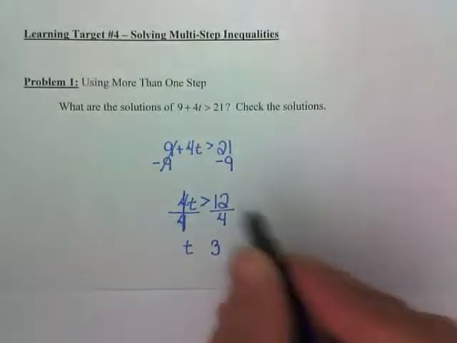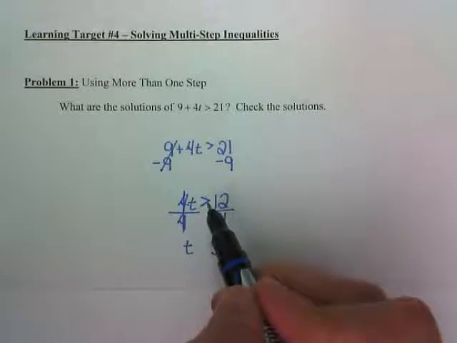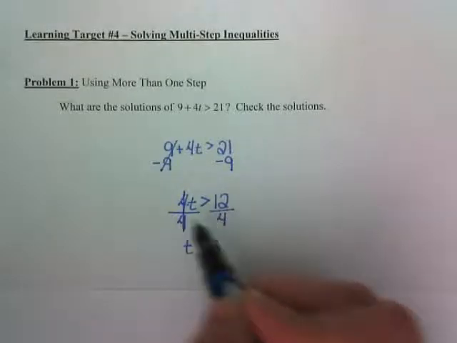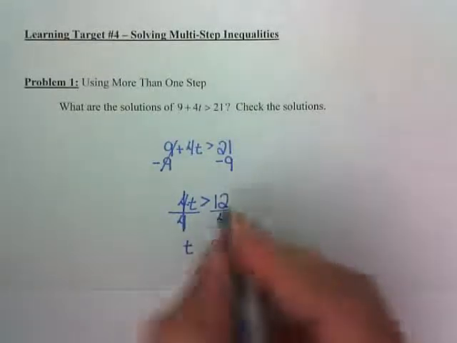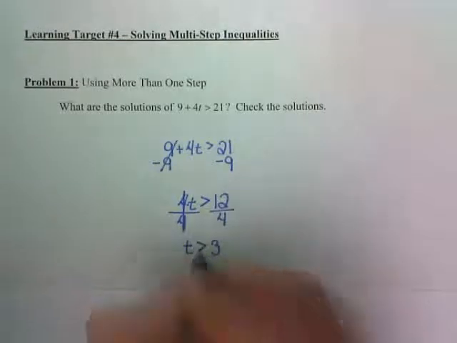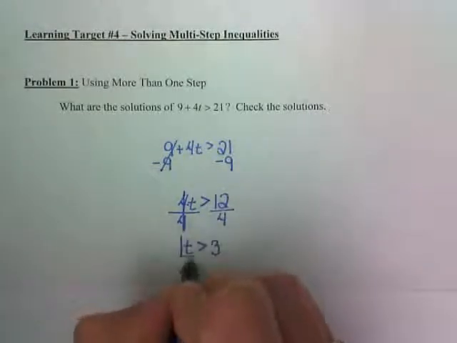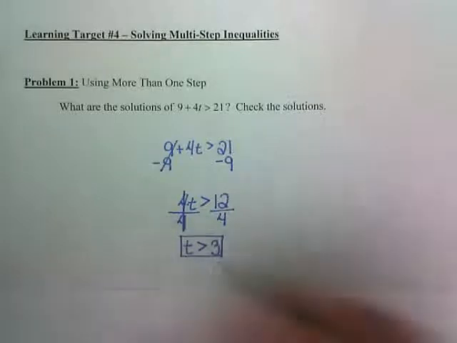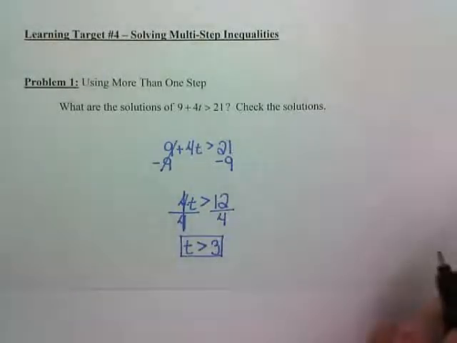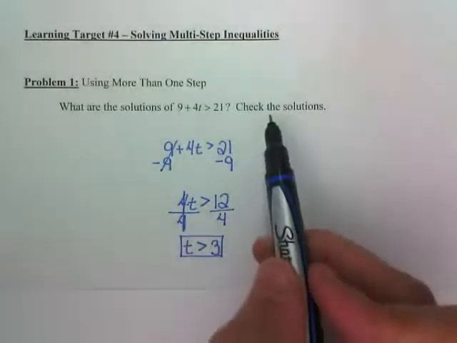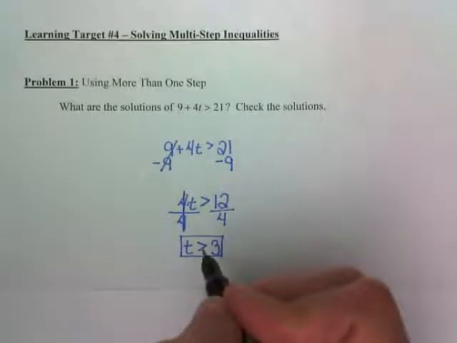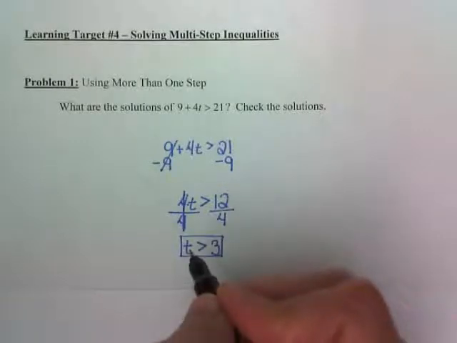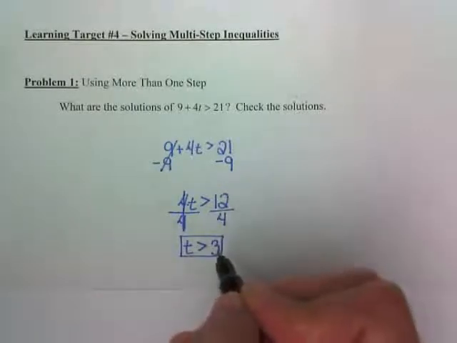Now, we need to determine what my inequality symbol will be. Well, what I've learned is that if I divide or multiply either side by a positive number, these are positives, it will not affect my inequality symbol. So that's going to stay greater than. So t is greater than 3. Those are my solutions. Now it does tell me to check the solutions. I don't actually have to graph this. So what you want to do is you just want to pick some numbers that are greater than 3, and let's see if they work.